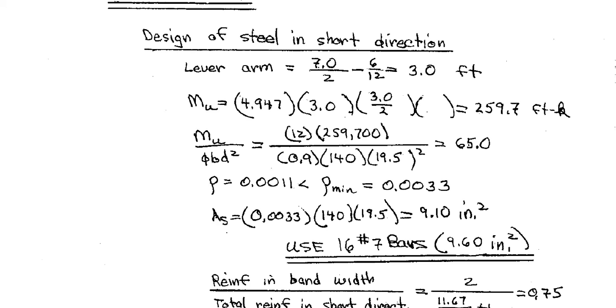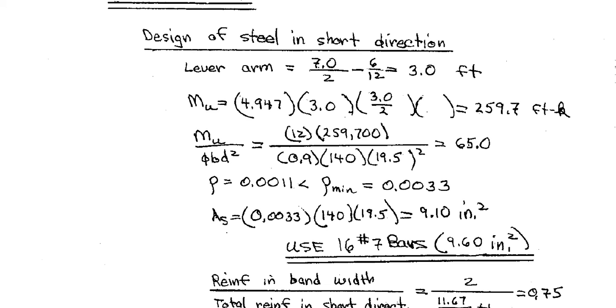Then let us find Mu over phi b d square. It must be in pound inch unit, so they multiply by 12 to make it inch. They multiplied by 1000 to make it pound, divided by 0.9. Now see, B is 140 inch. 11.67 feet, no, we use inch here. Divided by d square is 65. Now they should go to the table A12, most probably appendix A12, to find our rho.